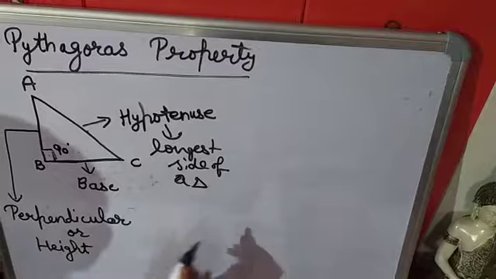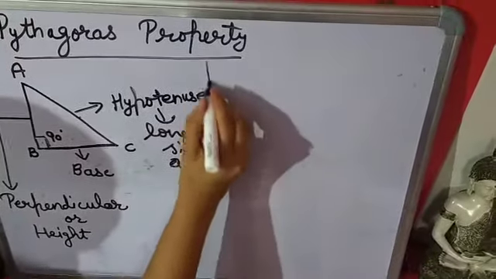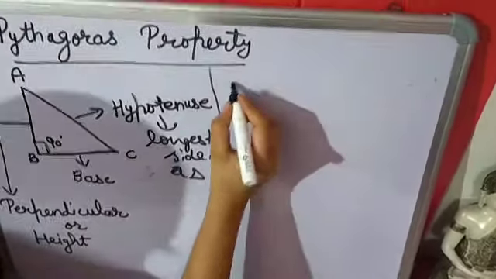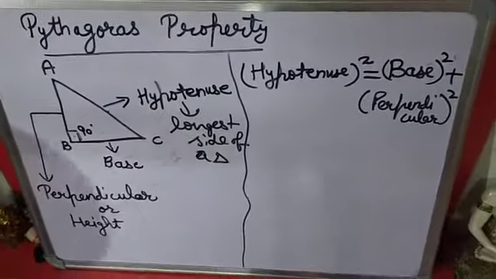So what is the Pythagoras property? According to Pythagoras property, hypotenuse square is equal to base square plus perpendicular square. This is called Pythagoras property.